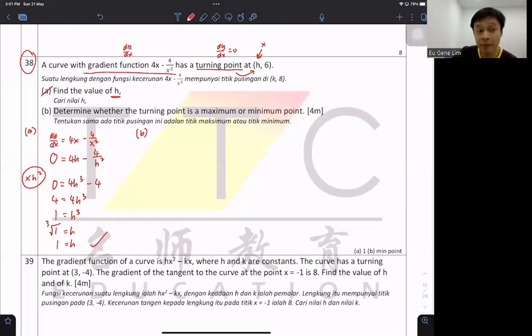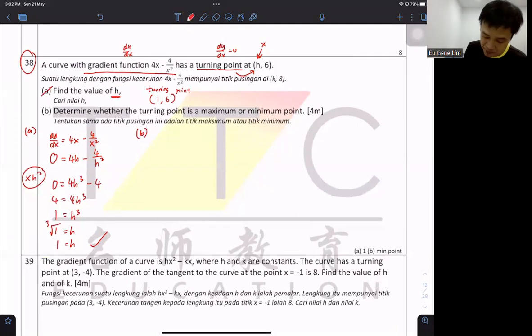Okay, continue. Before we do B, can you sub the h back to get the point first? Because h equals 1, right? So meaning the turning point is actually (1, 6). When you read the question, you know the turning point is (1, 6), so that you don't get confused.